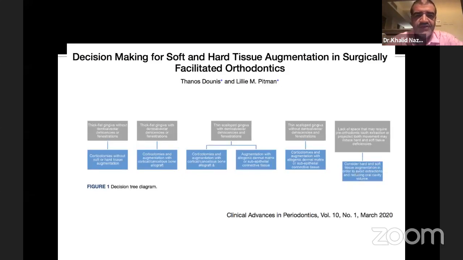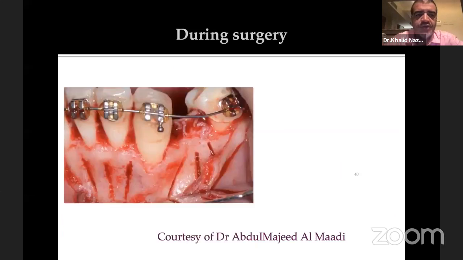So when we look at this tree that we talked about, the decision tree diagram, this patient has a thick phenotype of gingiva and a thick phenotype of bone. So in these situations, there is no need to cause a lot of damage to the bone and put in a bone graft. It's just good enough to create these very, very thin sluiceways with the piezo and just create this wrap trauma to allow faster movement of the teeth.